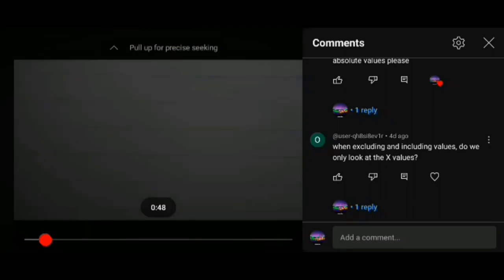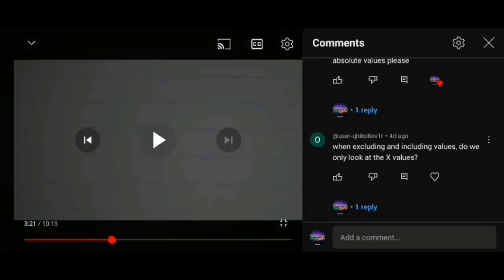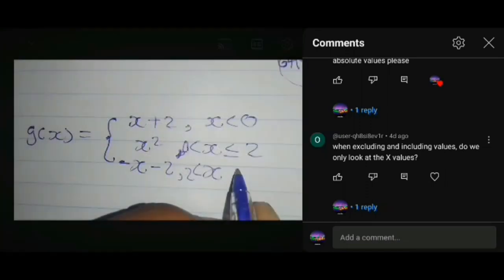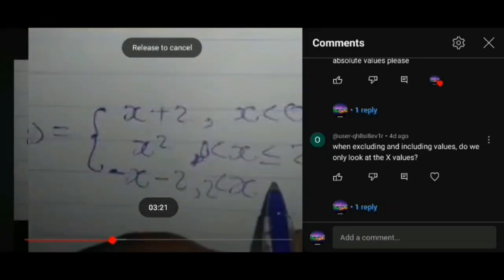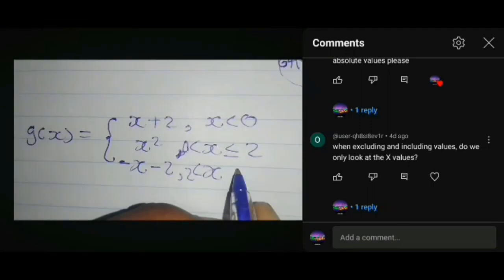If we go and look at my functions in that piecewise function, we end up with x plus 2, x squared, and minus x minus 2. All of these functions are continuous, so that's why I only decided to look at the intervals on those functions. So I'm going to give an example answering this comment.